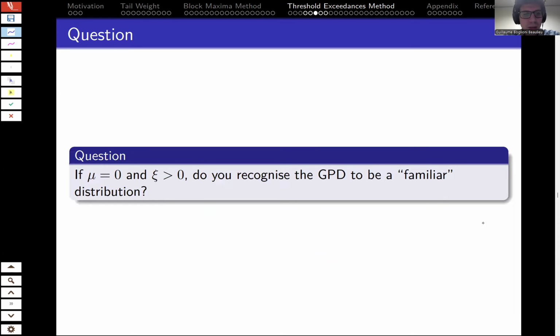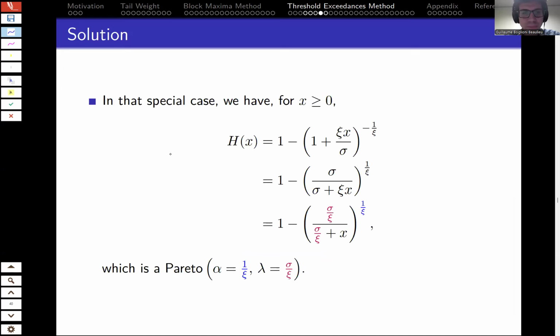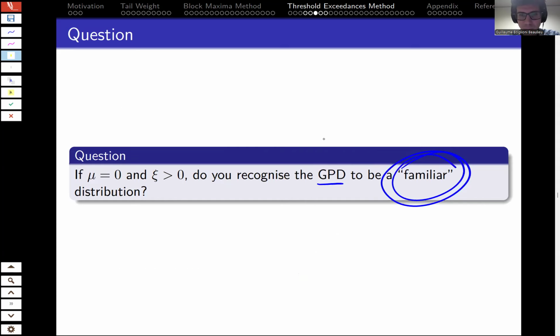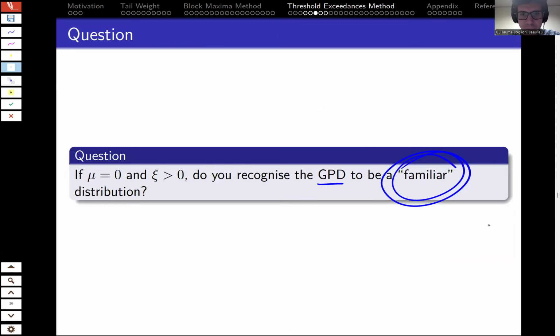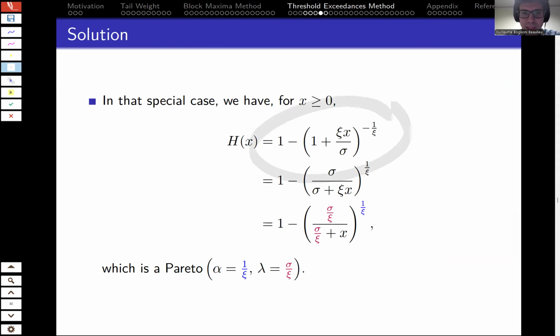Small question here. If specifically mu is just 0, and if Xi is strictly positive, can you recognize this generalized Pareto to be, in fact, a familiar distribution that you know already very well? Well, pretty simple calculations. Let's review them. If mu is 0, of course, replace mu here by 0. We're in the case where Xi is strictly positive, so we're in the case here. What happens to the CDF? We get this.